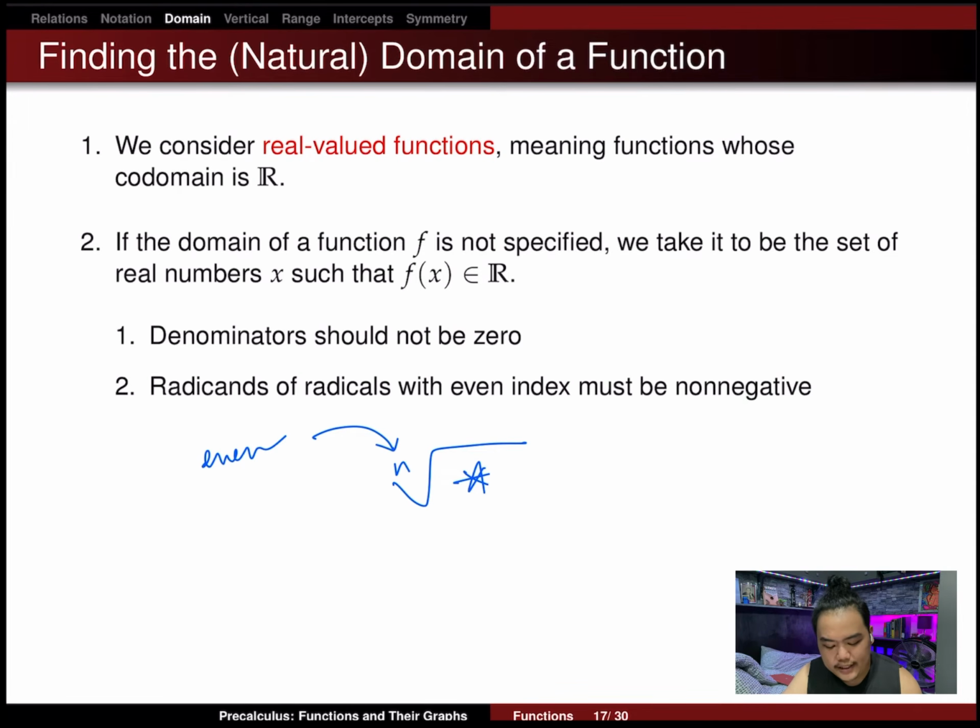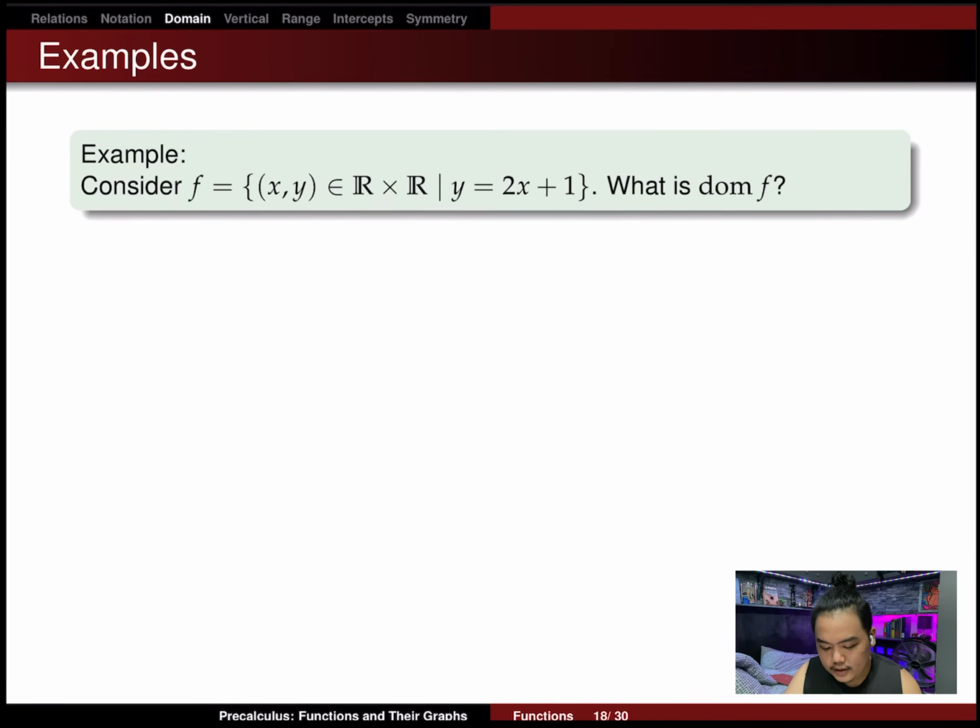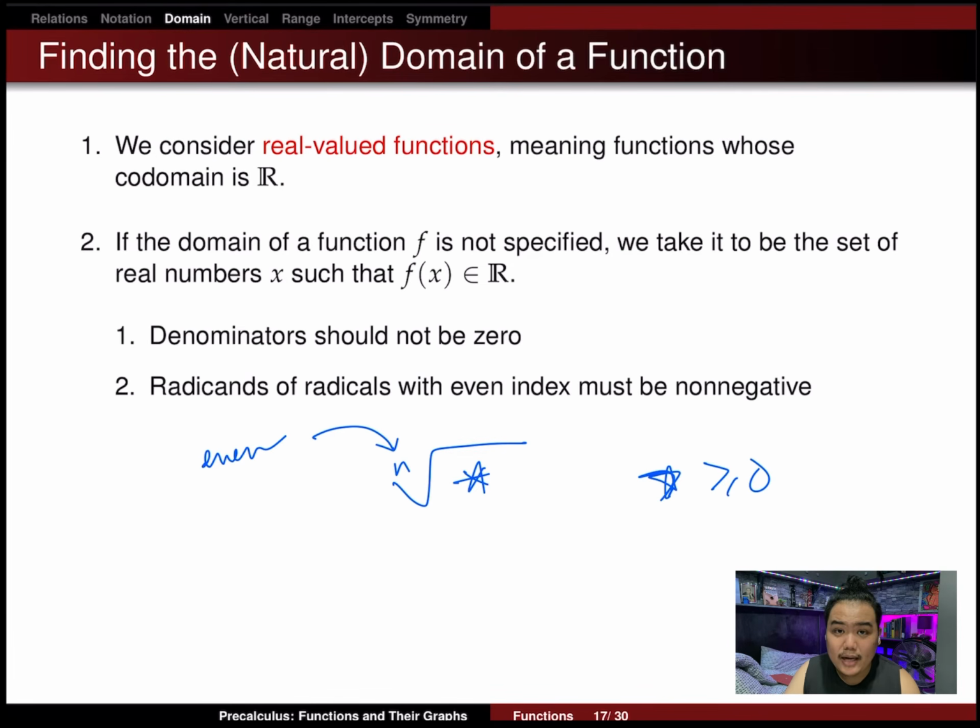So kapag ganito yung nangyari, something inside must be non-negative, or greater than or equal to 0. Non-negative is positive or 0. So those are the only rules that we want. Okay, so let us find the domain of this function. So the set of (x, y) such that y is equal to 2x plus 1. So lagi nyo lang tatanungin sa sarili nyo, meron bang bawal? Paano nyo malalaman yung bawal? Using these two rules. So, what are the restrictions?